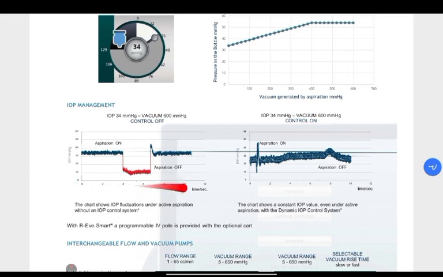So as you can see in the picture, the chart above shows the IOP fluctuation under active aspiration without an IOP control system. In this case, on the right hand side, the chart shows a constant IOP value even under active aspiration with the dynamic IOP control system. So this is a very important point. With our Evolution Smart, a programmable 4-pole IV pole is provided with the optional chart.